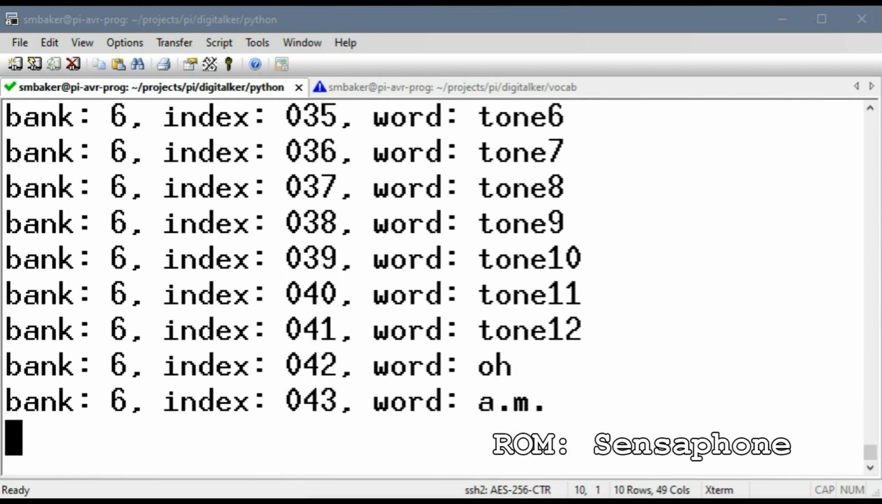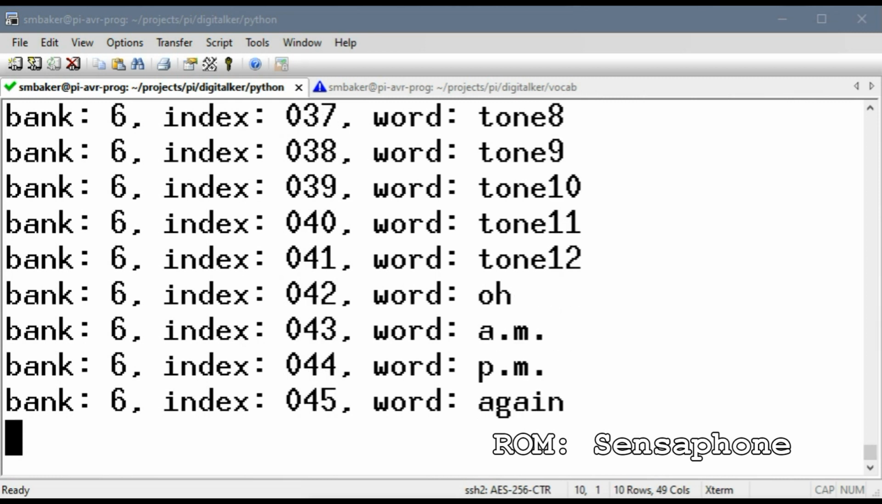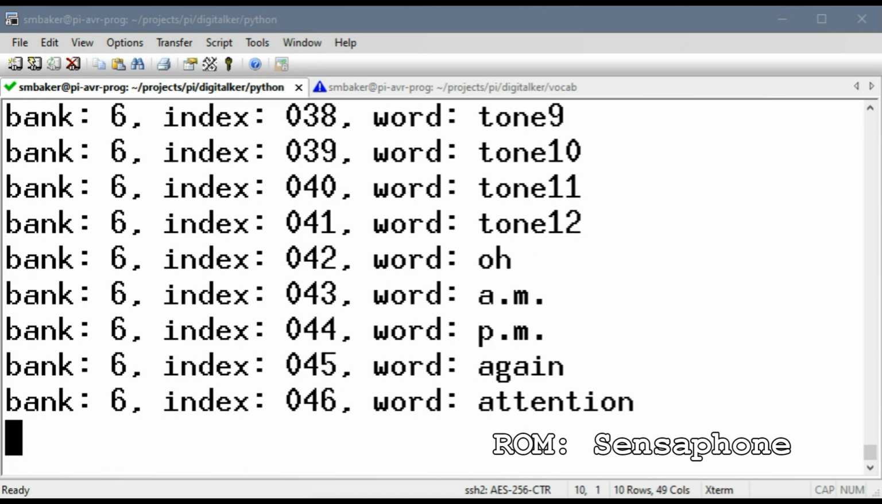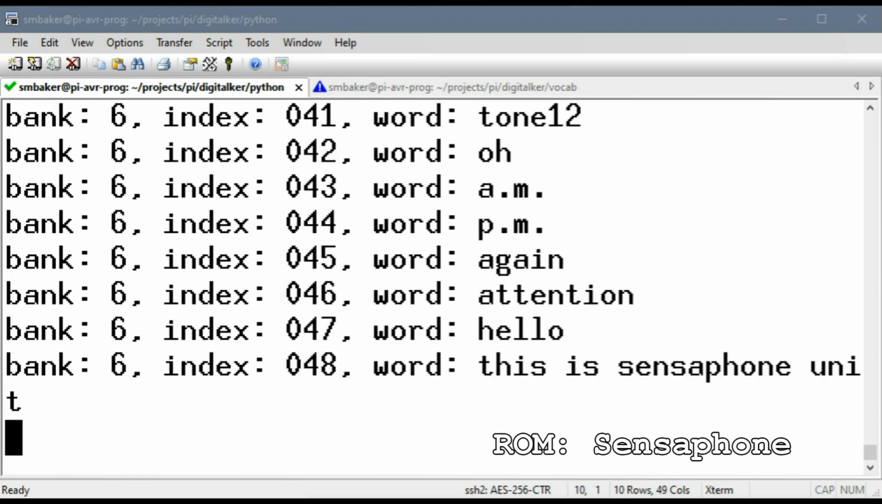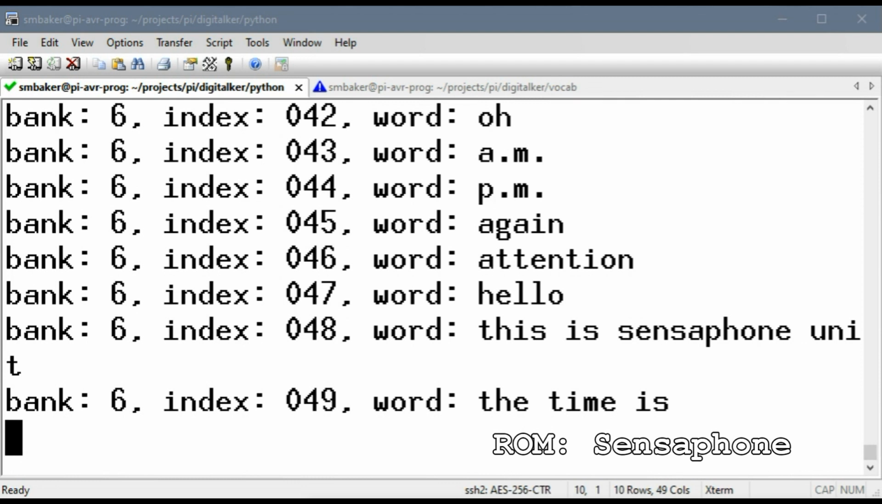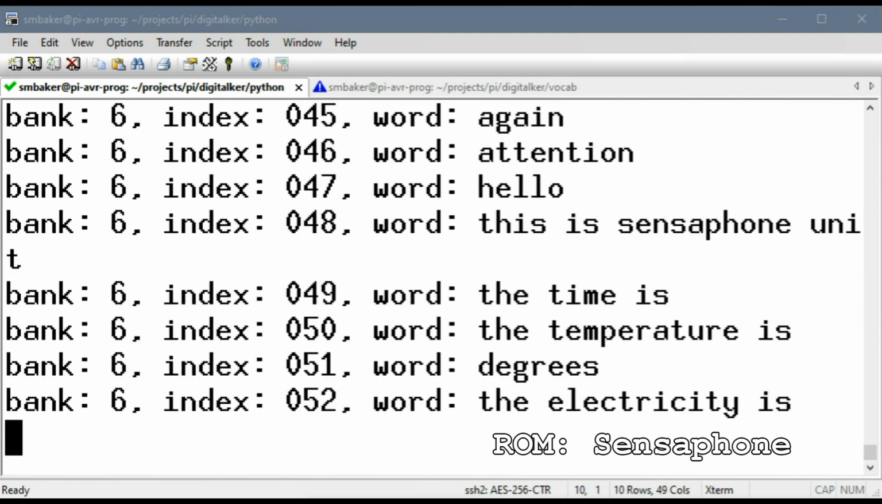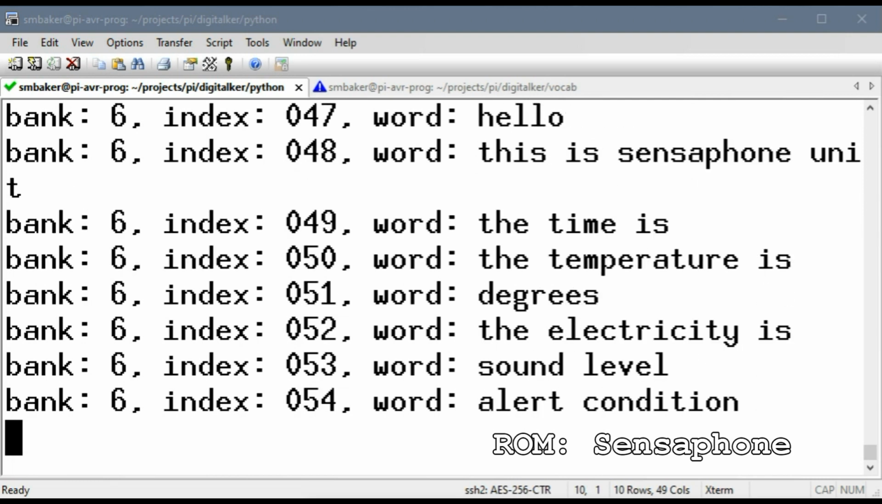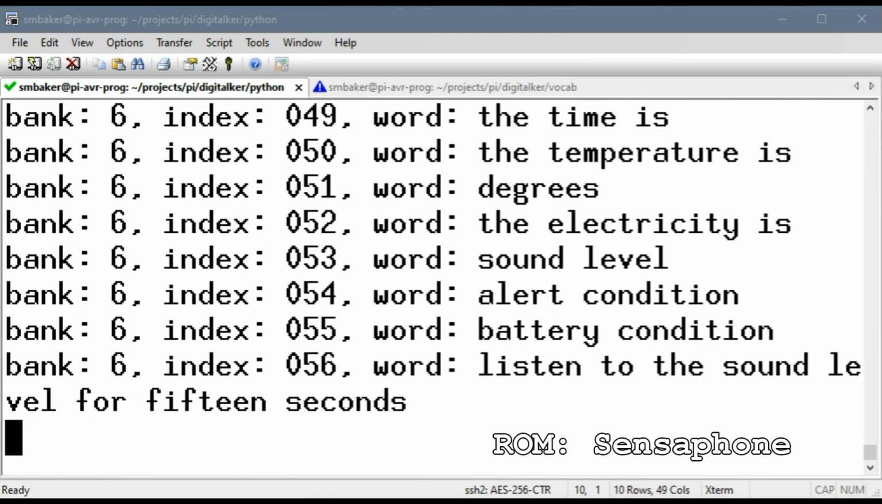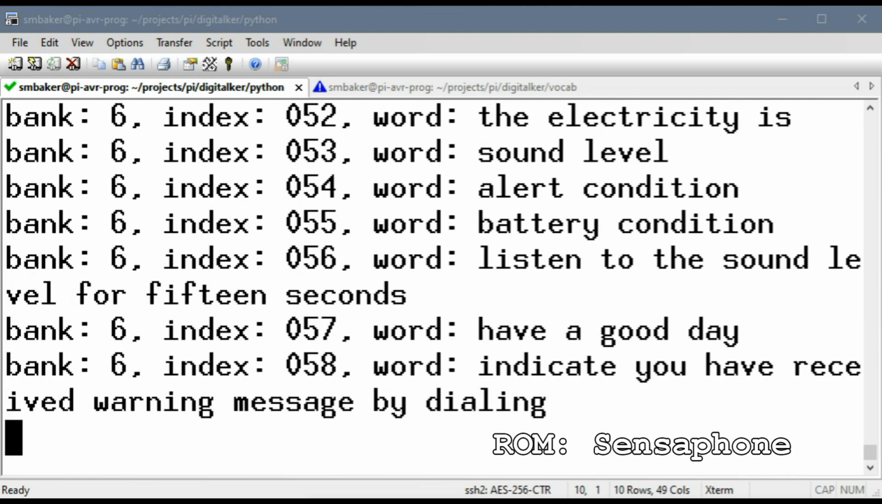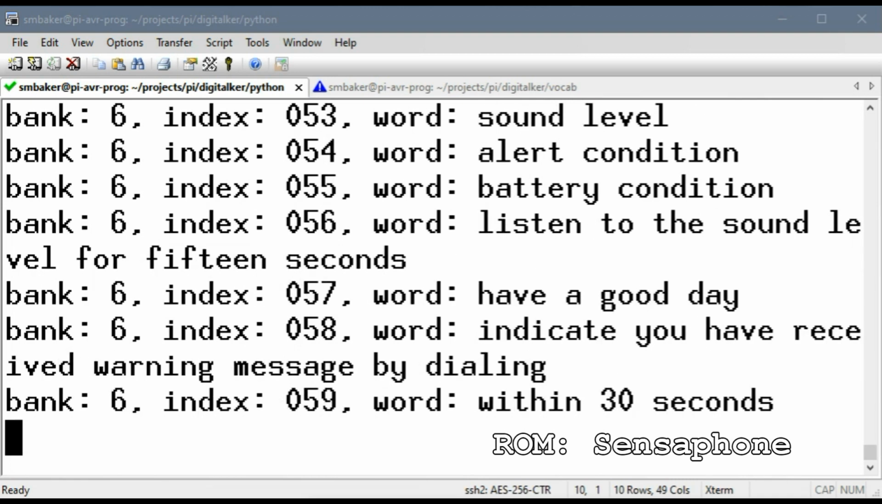O, AM, PM. Again. Attention. Hello. This is Sensaphone unit. The time is, the temperature is, degrees. The electricity is, sound level, alert condition, battery condition. Listen to the sound level for 15 seconds. Have a good day. Indicate you have received warning message by dialing within 30 seconds.